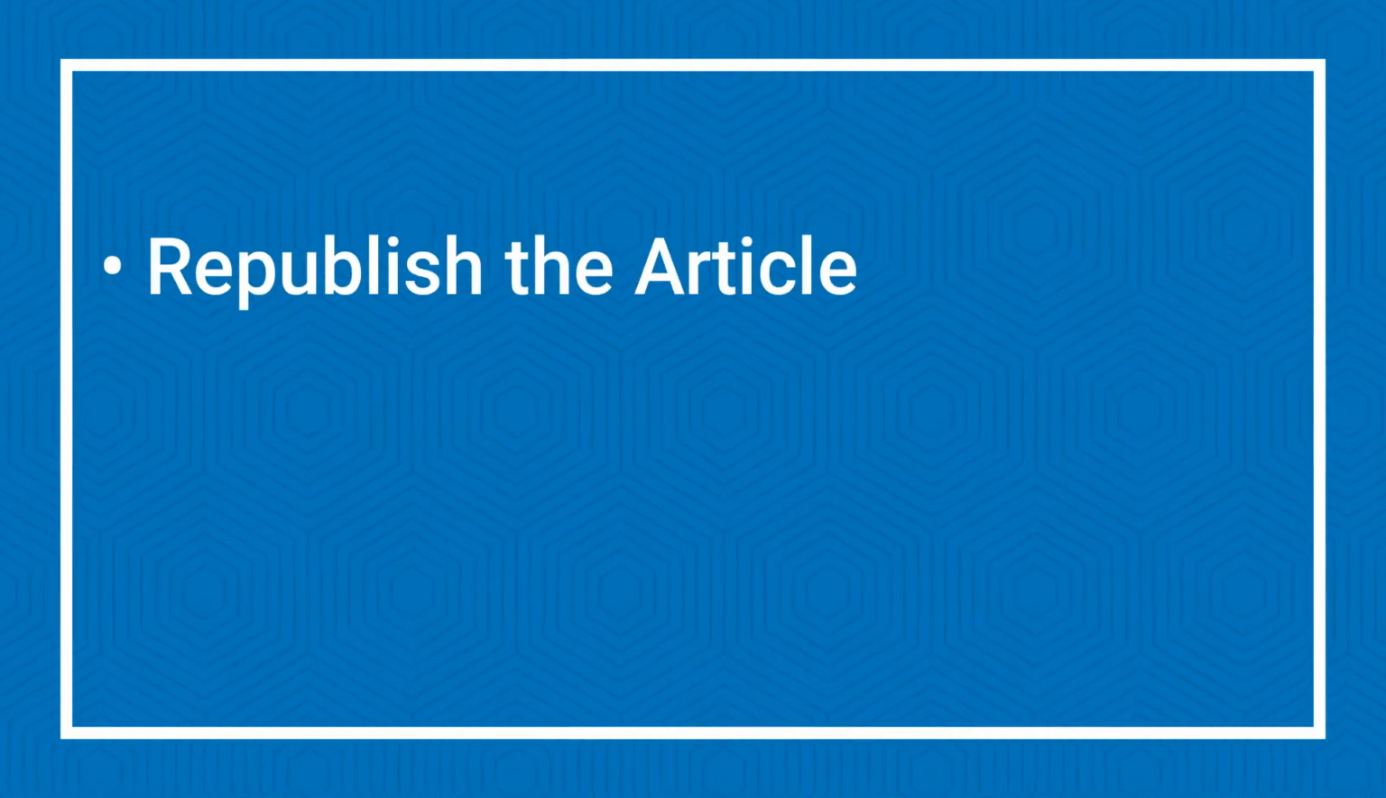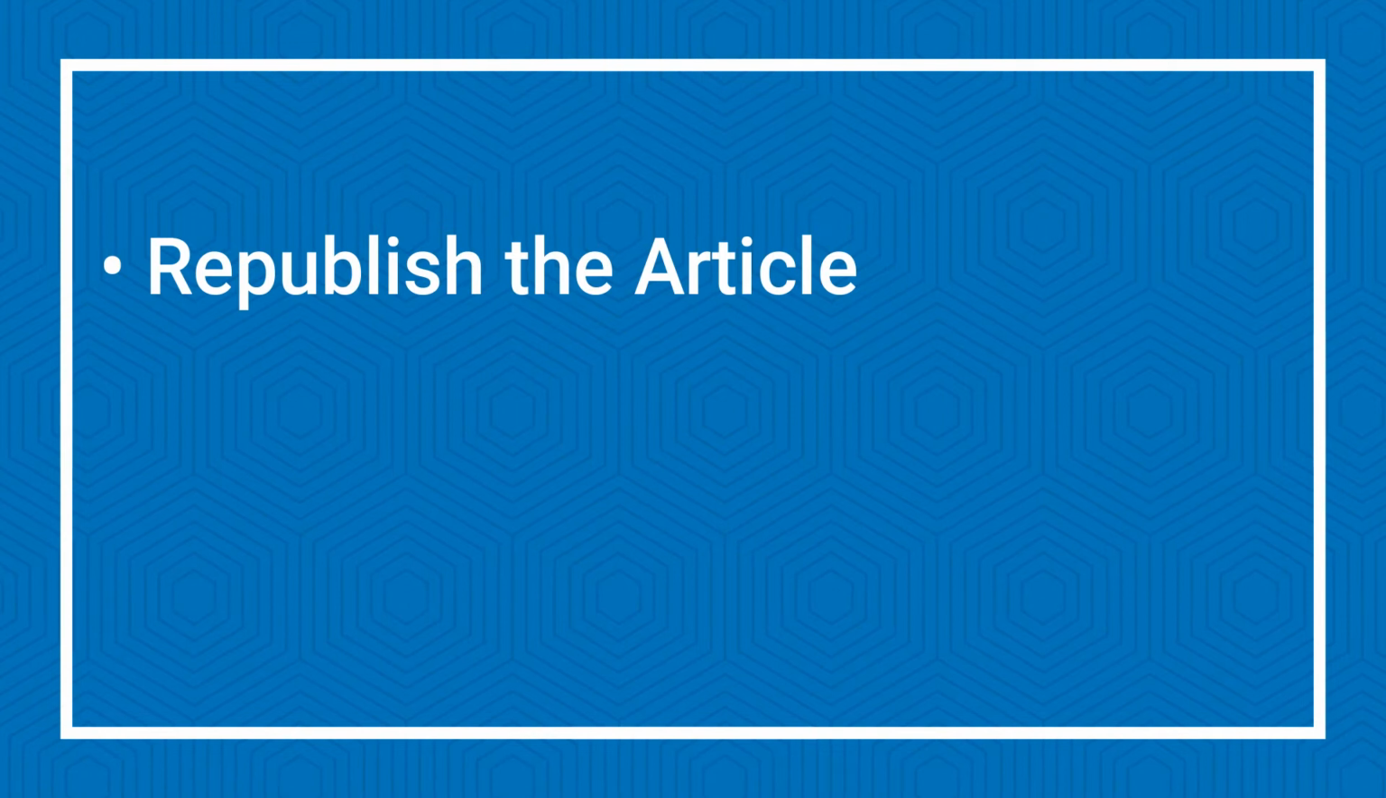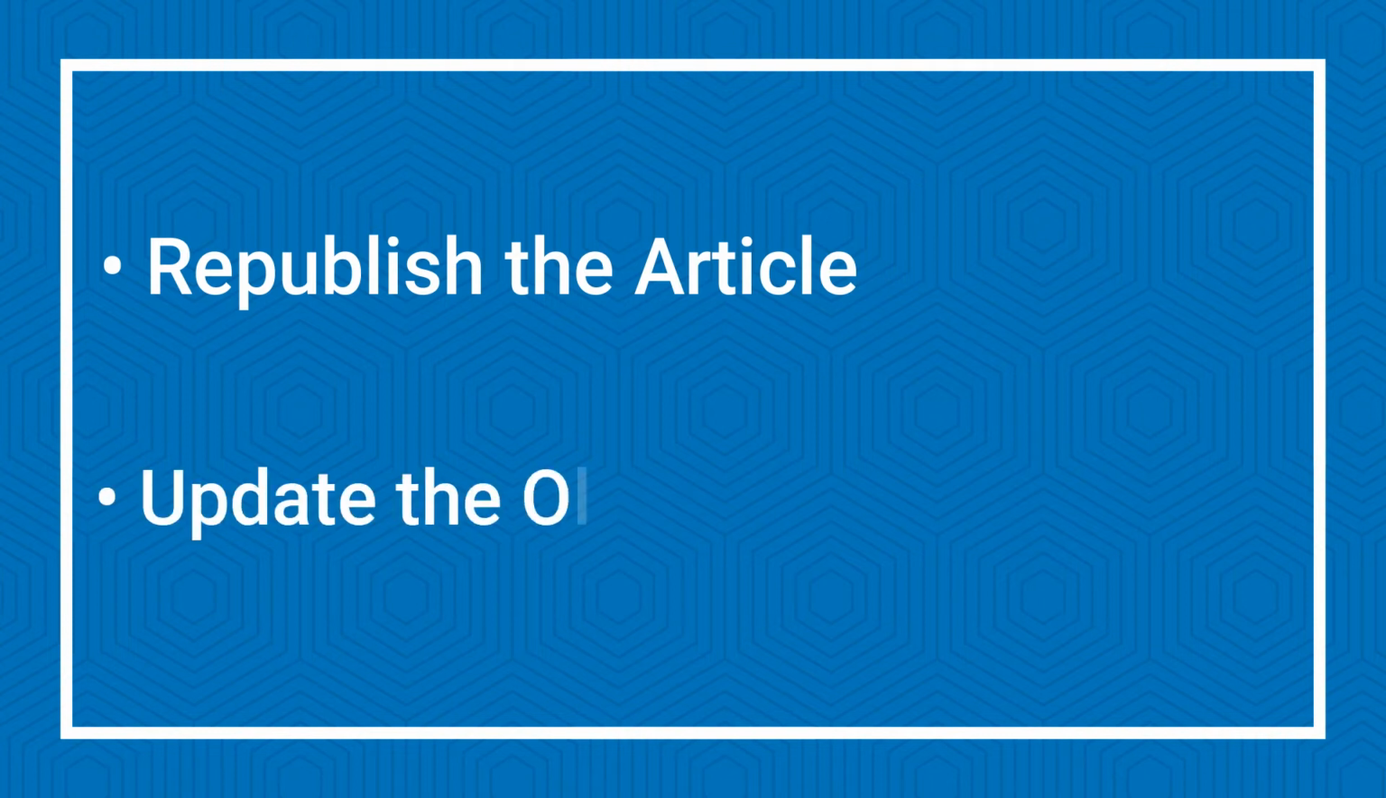You will have to delete the old article and republish it with a new URL, which means you will have to do redirects, which can cause you to potentially lose ranking and some of the backlinks. Or the second one, update the old article. You will keep the article with the old URL and the old date and just update the article.